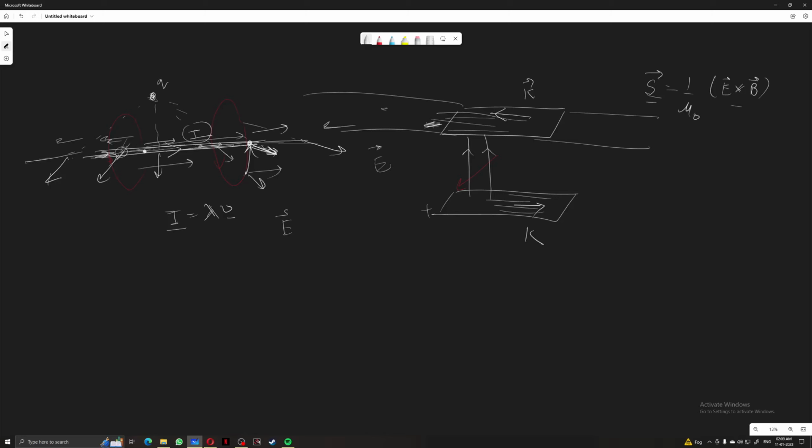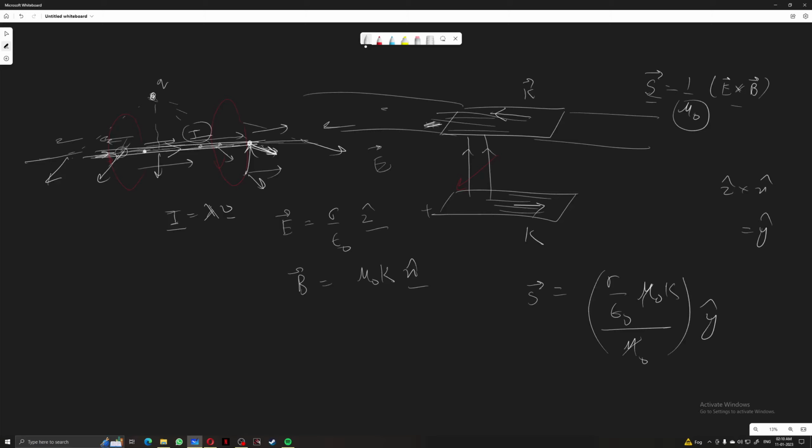And if I want to talk about the electric field, it is given by sigma over epsilon naught, whatever the vector is, let's say z cap, the upward direction. And the magnetic field is given by mu naught times the surface current K, and this is in the direction x cap. And if I want to find the Poynting vector, I can do that. It would be sigma over epsilon naught times mu naught K, divided by mu naught, and then there is an E cross B, so there is a z cap cross x cap, and that would give you y cap. So you can cancel out the mu naughts and you will have sigma K over epsilon naught in y cap.